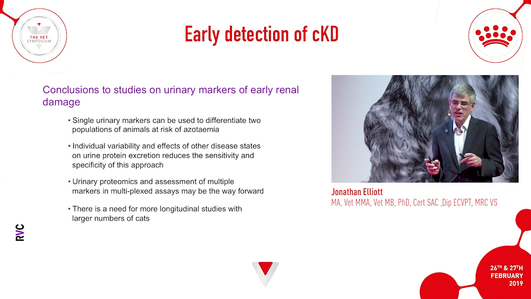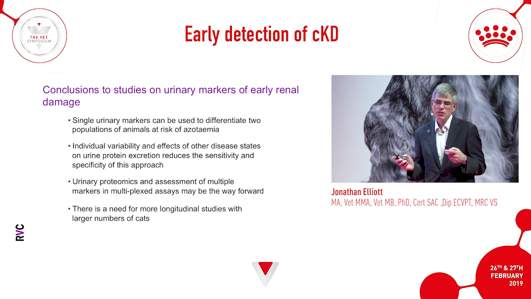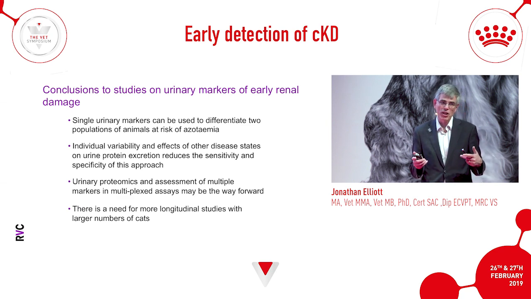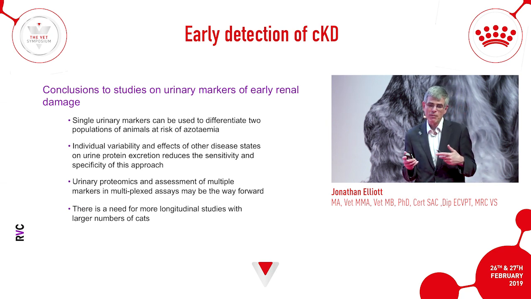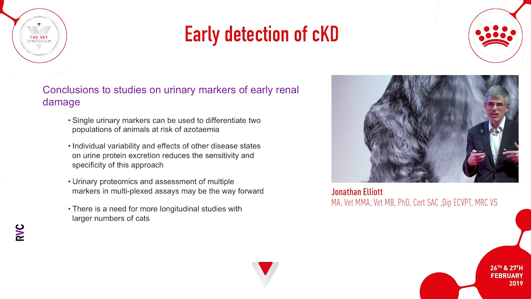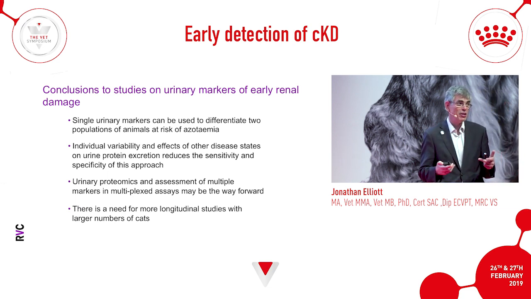But just to conclude on this section, single urinary markers can be used to differentiate two populations of cats at risk of azotemia, low risk and high risk. Individual variability, though, and other disease states will influence the sensitivity and specificity of those tests. I think urinary proteomics is probably the future. Looking at multiple markers with multiplexed assays will be the way forward to really tell us about the individual cat. And I think there's a need for longitudinal studies with larger numbers of cats. And that is really the thing that's holding back the development of these tests, because it is a considerable investment in these studies.